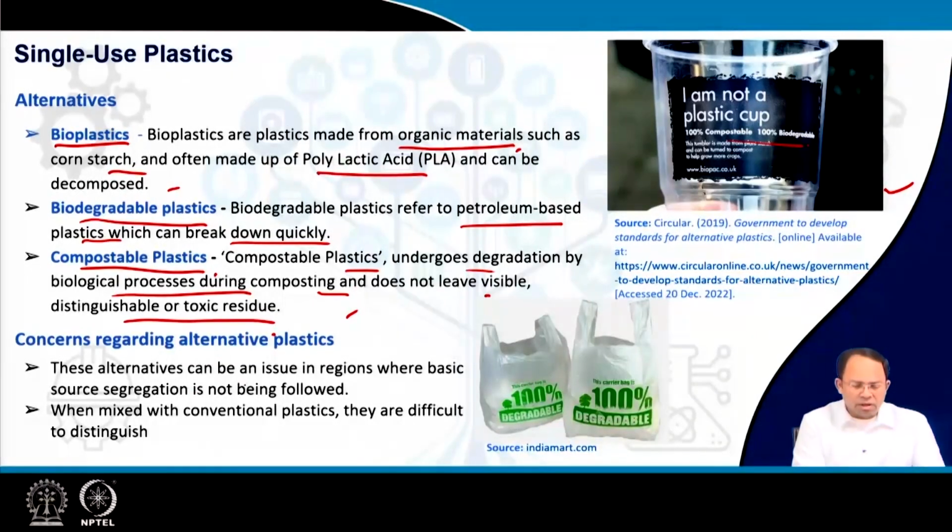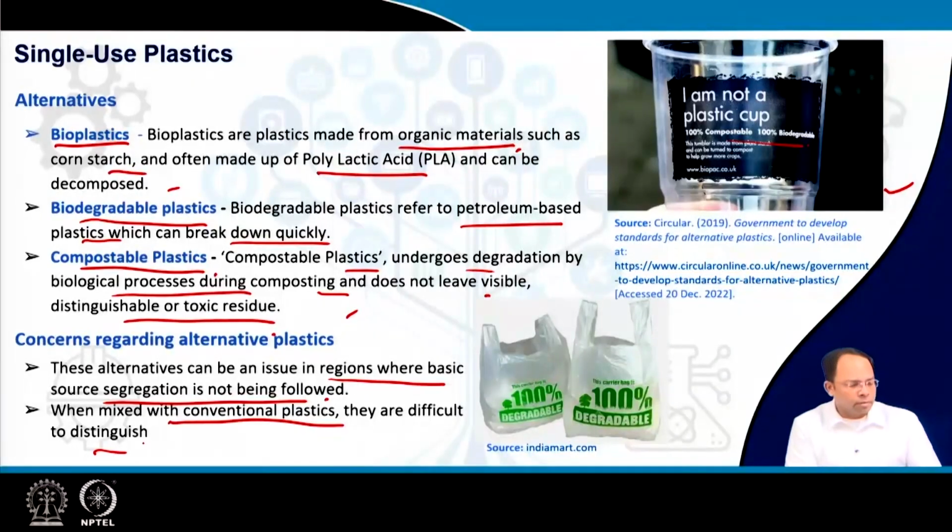But the problem is these alternatives can be an issue in regions where basic source segregation is not followed because they are mixed with other kinds of material and plastics. And when they are mixed with conventional plastic, they are difficult to distinguish, and to segregate them from mixed sources would be difficult. So even though these are compostable, we cannot compost them because they are mixed with other kinds of plastic which are not compostable, and that is a big problem. So we have to make some markings on them and so on, so that we know what kind of plastic this is, and accordingly we can take some measures.